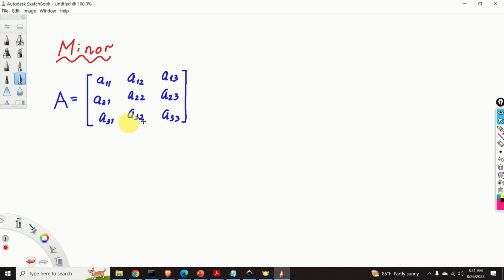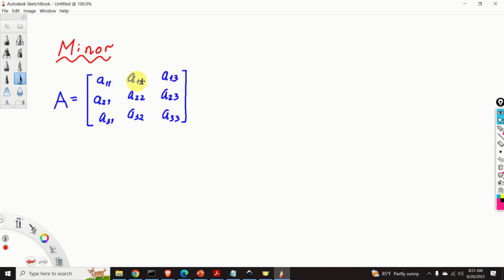Over here we have a matrix A, and this is a 3 by 3 matrix. The entries A11, A12, A13, etc. can be arbitrary numbers. Now, the question is, what is a minor of a matrix?